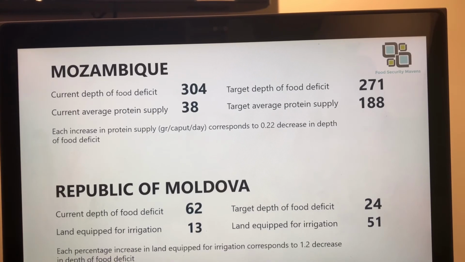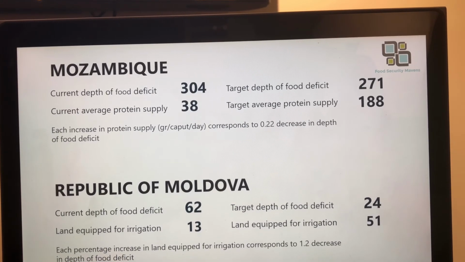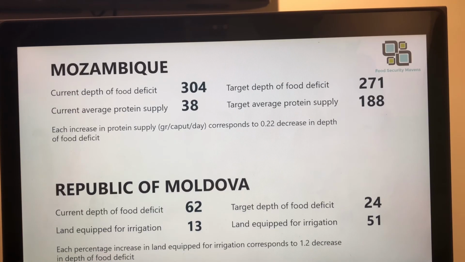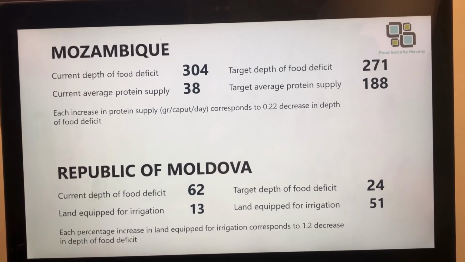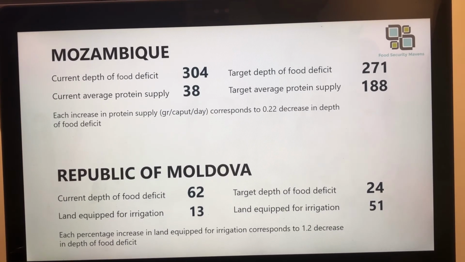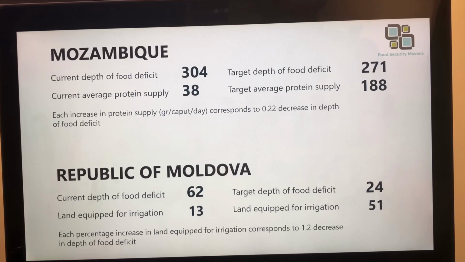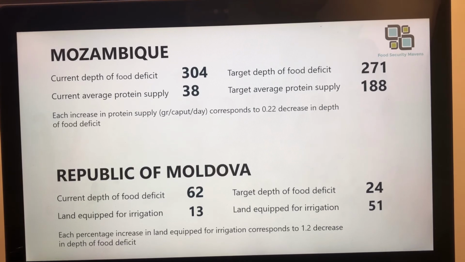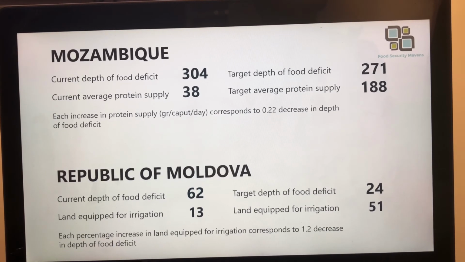We picked up a few examples here. Mozambique, current food deficit 304. To get to 271, we need to improve the protein supply. Republic of Moldova, current food deficit 62. To get to 23.6, we need to work on land equipped for irrigation.